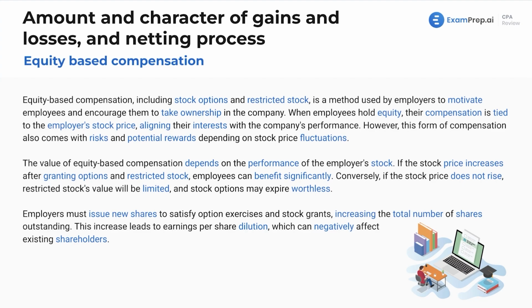Employers must issue new shares to satisfy option exercises and stock grants, increasing the total number of shares outstanding. This increase leads to earnings per share dilution, which can negatively affect existing shareholders.